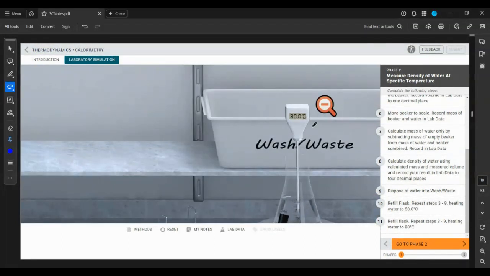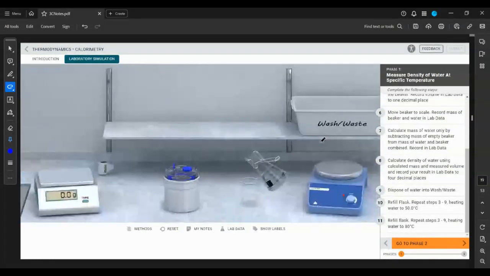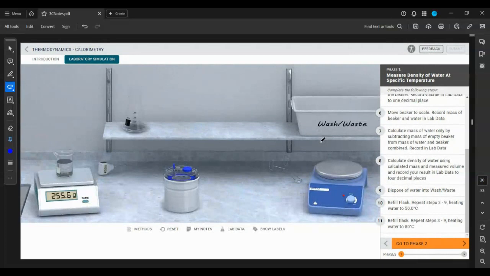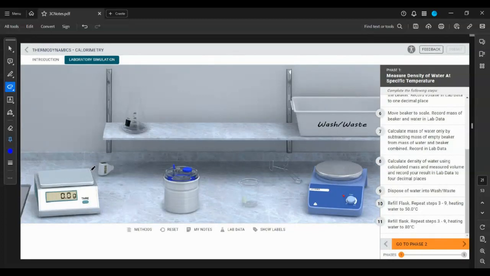Okay, so then we will discard that water, we will refill the flask, we'll heat it up again, this time to 80, so another 30 degrees Celsius increase. Then we're going to fill up our beaker, and we're going to find the mass of that sample, which again you should notice is an even smaller number. So that should correspond with some of those multiple choice questions that you answered earlier. So we can use that though, and we can eventually find the density for each of these samples.